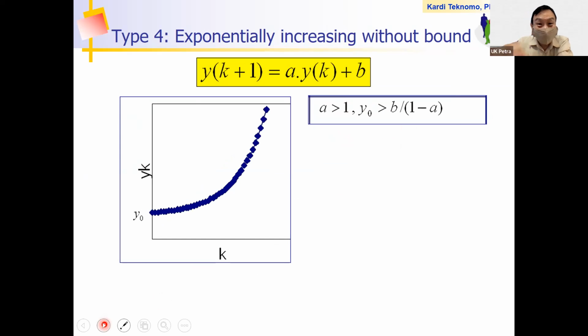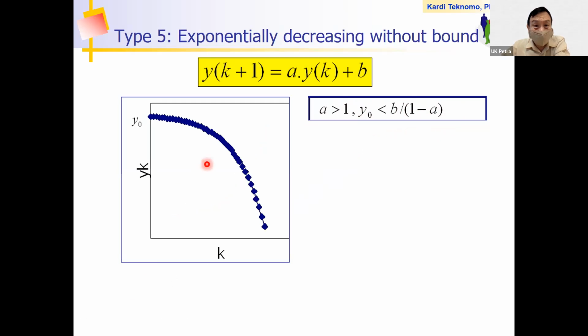Wait, I thought this is a linear equation. But look, the behavior is not always linear. It can be exponentially increasing without bound. This happens when A is larger than 1 and Y0 is larger than B over 1 minus A. Okay?